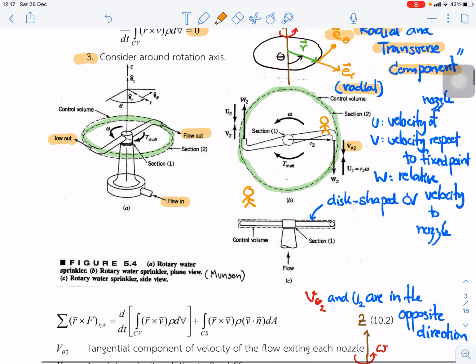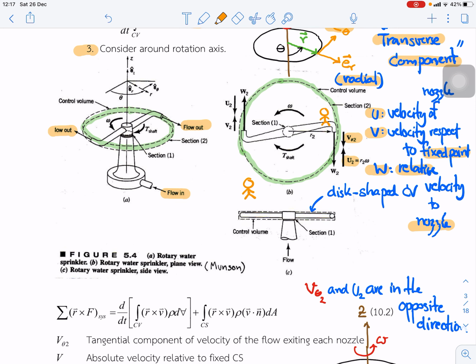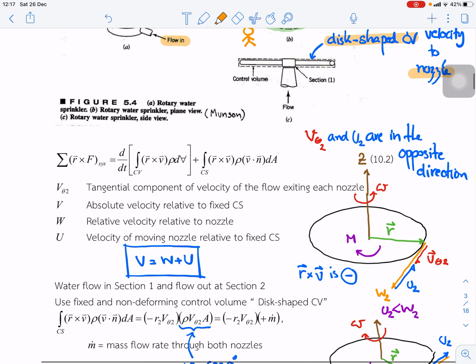And we want to explain in terms of relative velocity. We have capital V theta, which represents velocity with respect to the fixed point; u is the velocity of the nozzle; and w is the relative velocity with respect to the nozzle. That is the three different velocities: v, u, and w. And we apply the control volume, which we call the dish-shaped control volume, in this form of the Reynolds transport theorem.